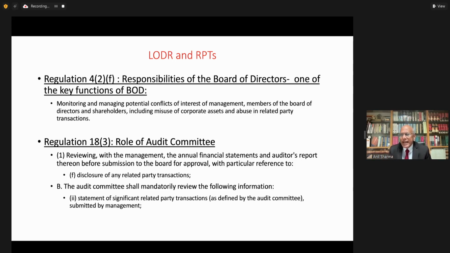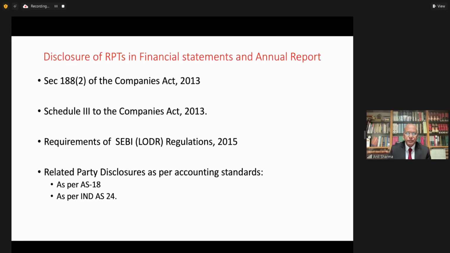I would say, expressed and detailed responsibility has been imposed on the board of directors of a listed company with regard to related party transactions. Similarly, regarding the role of the audit committee, Regulation 18 very specifically mentions that the audit committee shall mandatorily review the statement of significant related party transactions which are submitted by the management. So these were some of the compliance requirements.